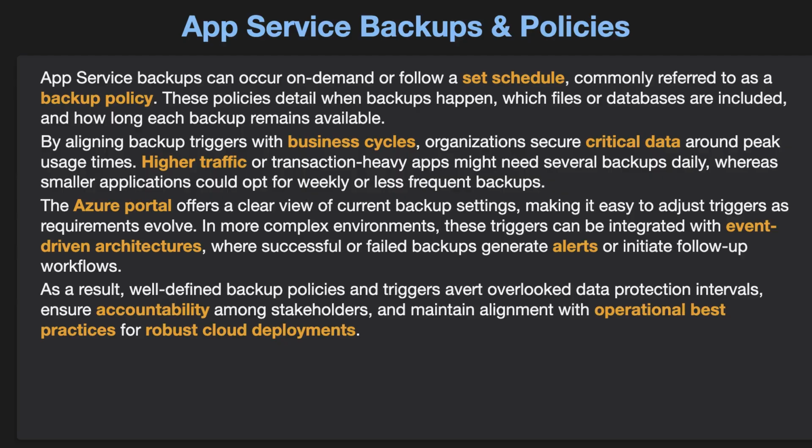App service backups can occur on demand or follow a set schedule, commonly referred to as a backup policy. These policies detail when backups happen, which files or databases are included, and how long each backup remains available. By aligning backup triggers with business cycles, organizations secure critical data around peak usage times.